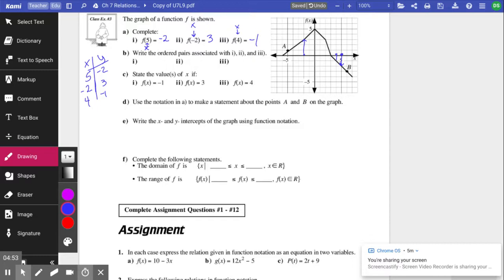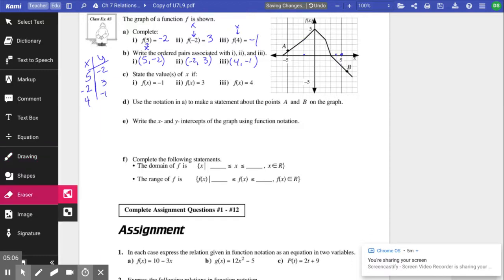They want us to write these in ordered pairs. So here we're going to have 5 and -2, -2 and 3, and 4 and negative 1. Okay, I'm going to erase all this blue stuff. And let's do the next portion.